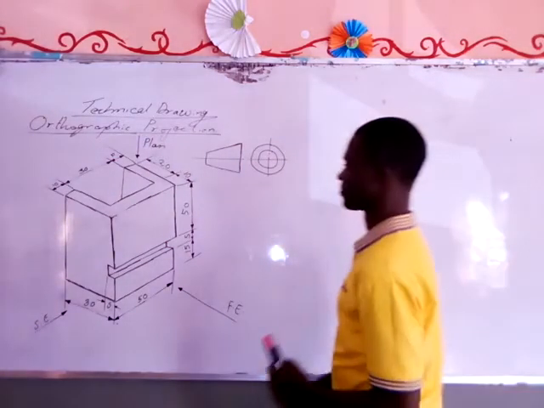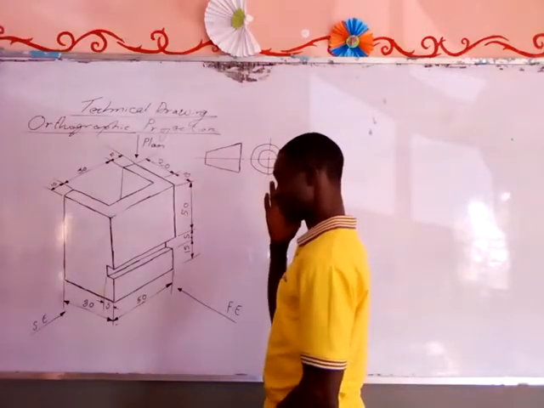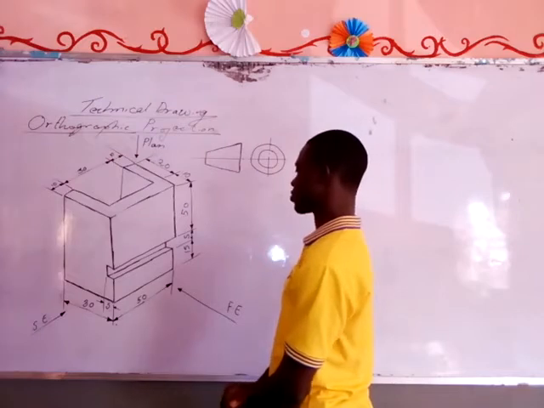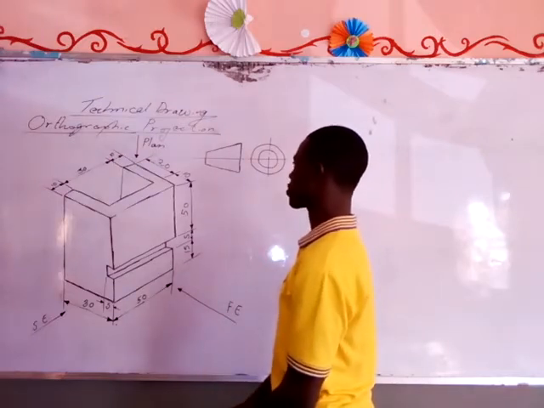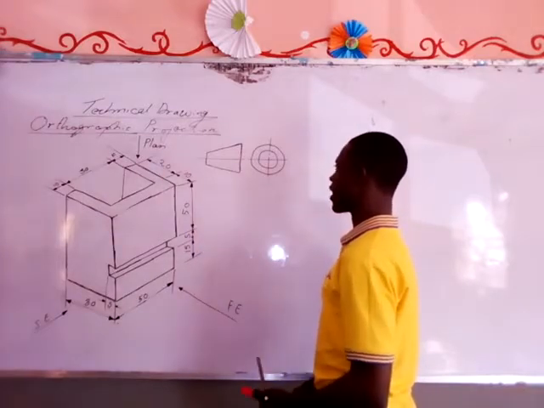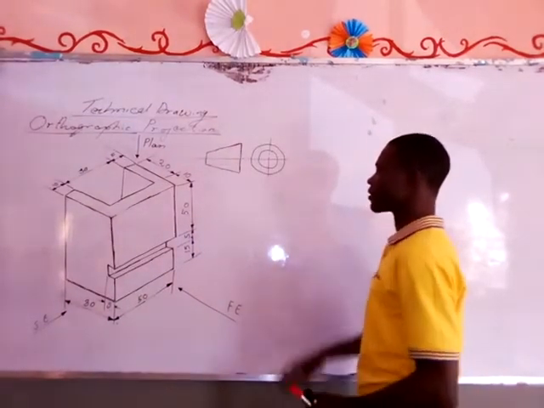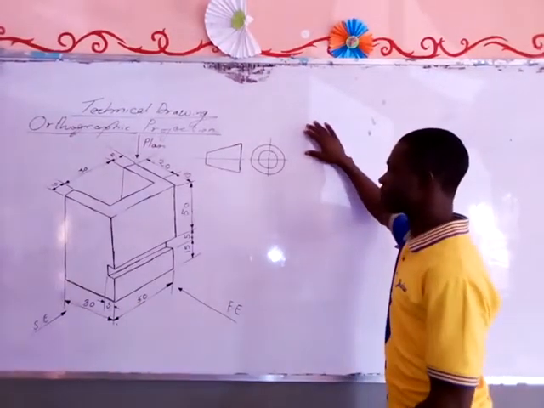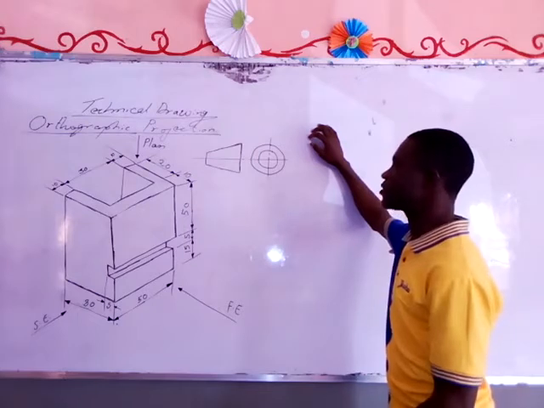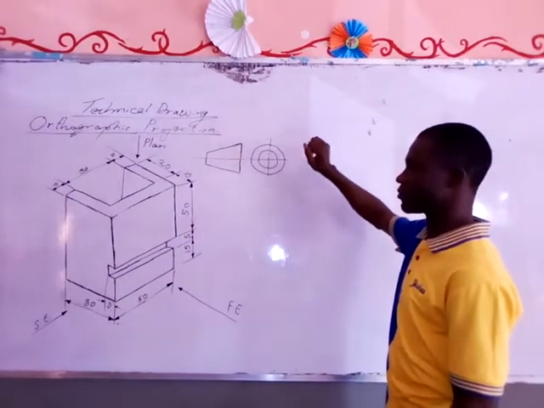Okay, we are still working on orthographic projection, and this will be the second question I'll be solving on orthographic projection. So this is the object whose orthographic views are to be produced, and I believe you have seen this symbol before. So wherever you see this symbol in the question, it means you have to produce the orthographic views of this object in first angle.